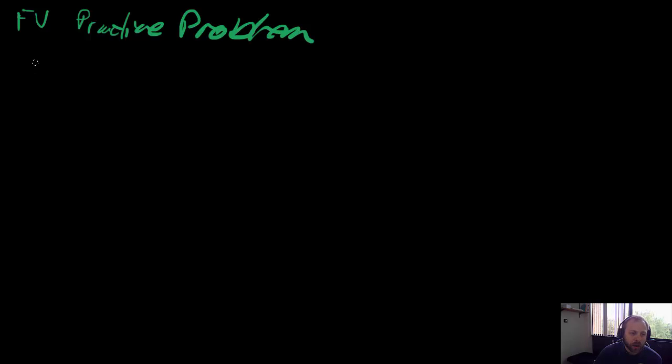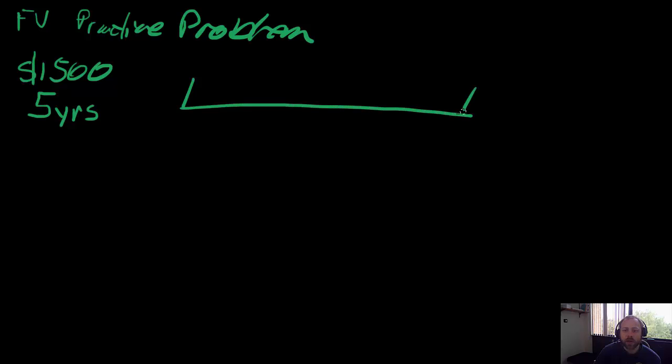Here we go. Let's pretend that you have today $1,500 in your wallet, and you want to put it into a bank account and leave it there for, say, 5 years. So let's draw a little timeline that looks like 5 years. We always start at 0. 1, 2, 3, 4, 5. Not exactly to scale, but there we go.